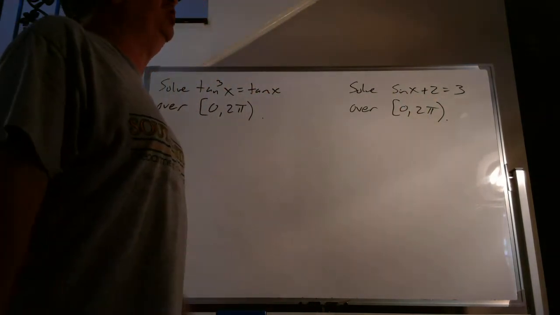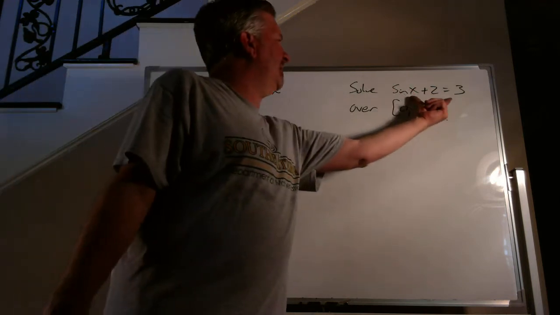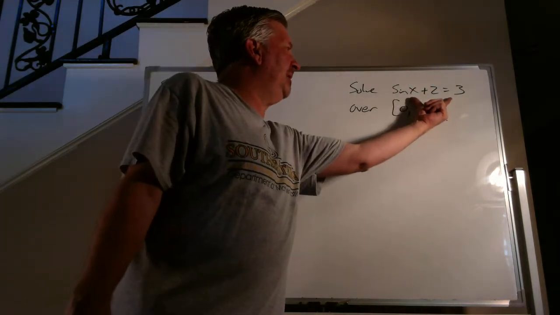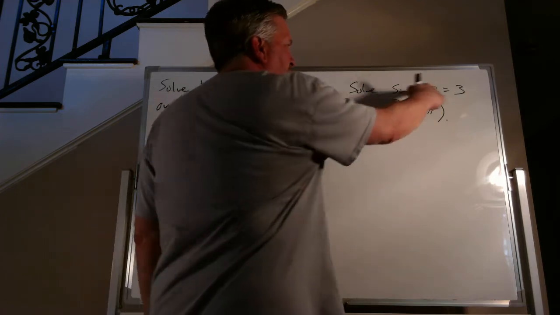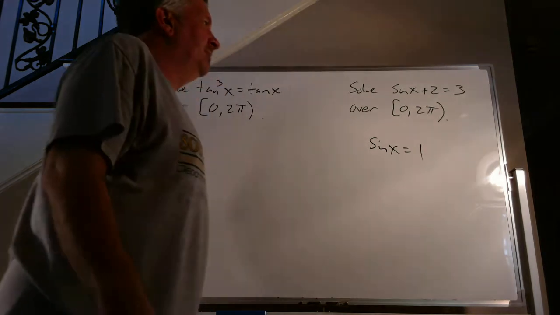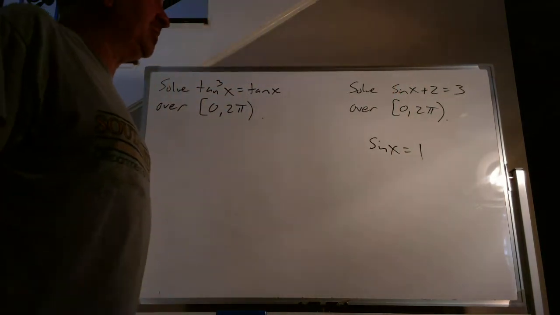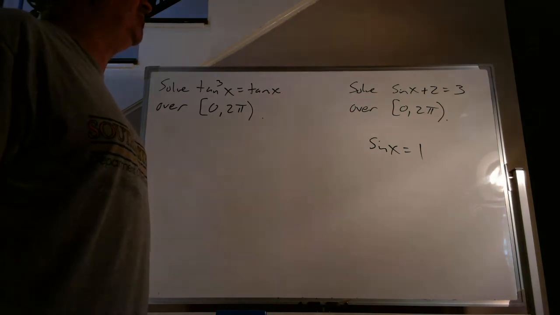Even if you didn't have a clue where to begin or where we were going, what does your instinct tell you to do with this equation? Get the trig function by itself. Subtract 2 from both sides. You get sine of x is 1. Right? Notice it's trig function equals a number. That's another clue to go ahead and subtract 2 from both sides. So you have trig function equals a number.